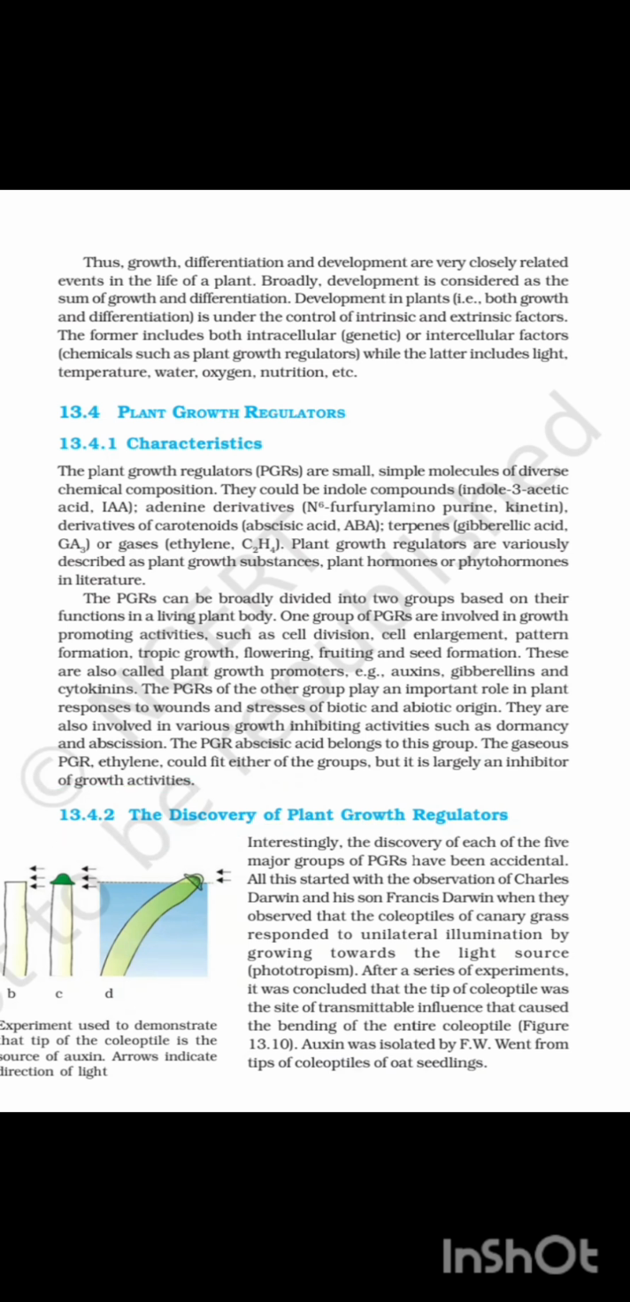13.4.2 The Discovery of Plant Growth Regulators. Interestingly, the discovery of each of the five major groups of PGRs has been accidental. It started with the observation of Charles Darwin and his son Francis Darwin, when they observed that the coleoptiles of canary grass respond to unilateral illumination by growing towards the light source, phototropism.